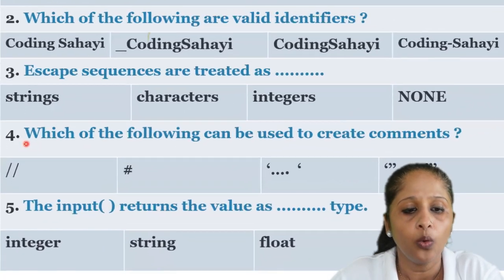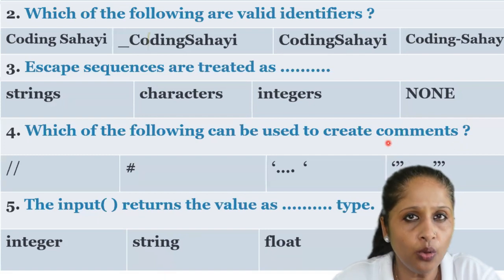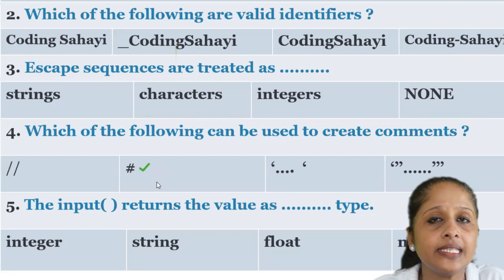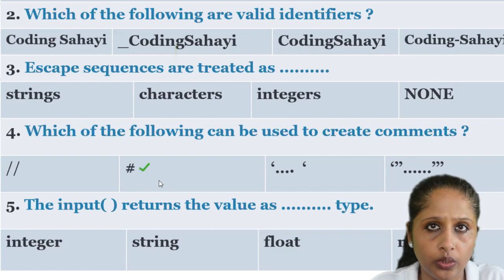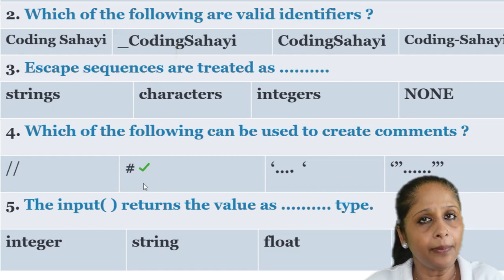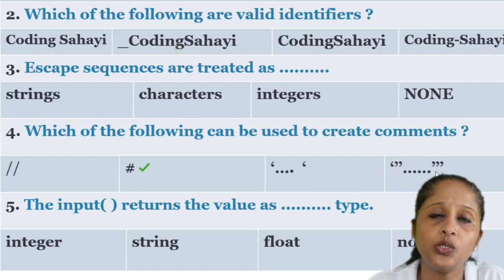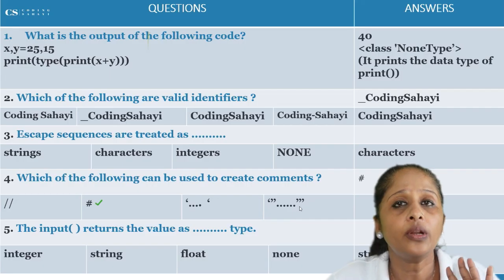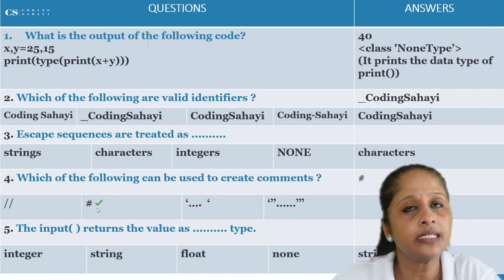Next we have, which of the following can be used to create comments? In Python we know for commenting we use the simple hash. This is actually a single line comment. For multiple lines, you can either use a hash symbol in multiple lines or you can use triple quotes. Actually triple quotes are used as a string only, that is multiple line strings. For commenting in Python we have to use the hash symbol. So here the answer is hash.